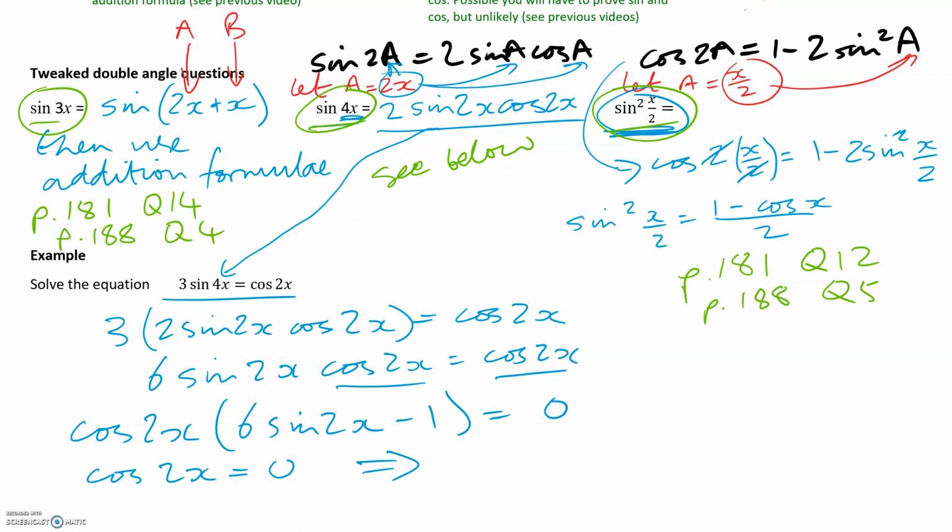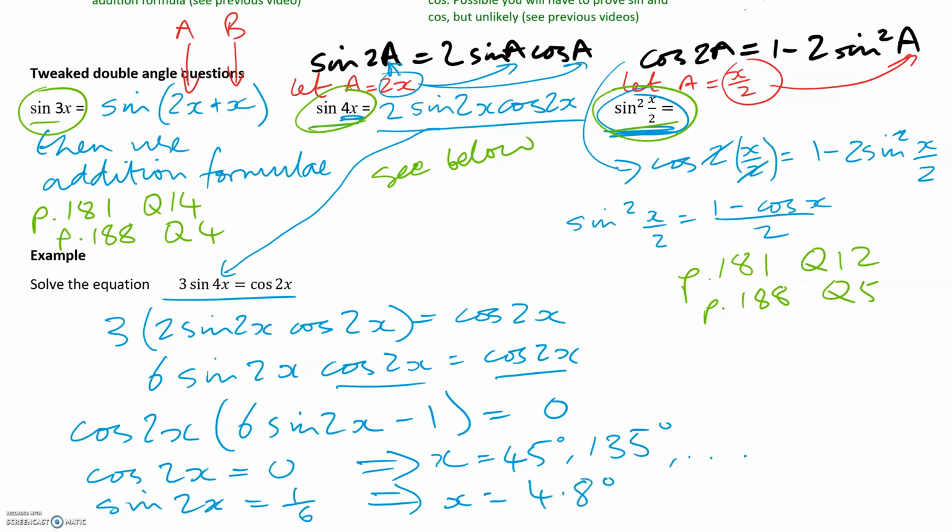It doesn't actually say a range here, so the proper exam question would give us a range of values and also tell us whether we're in degrees or radians or not. But this is just to give you an example of a question where we need to use the sine 4x identity we've just found. Also, we would need to solve sine 2x equals 1/6, and I think that would give us, I got 4.8 degrees and 85.2 degrees. But again, you would be told what range you would need there.